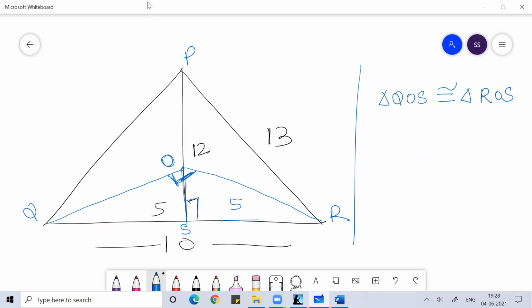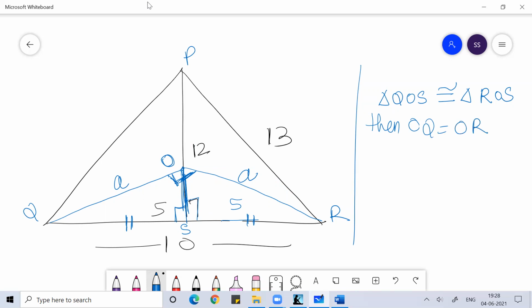How will you prove they are congruent? Because this and this are equal, this is a common side, and this is 90 degrees. With that you can prove that these two triangles are congruent. So this side and this side will be equal, then your OQ will be equal to OR.